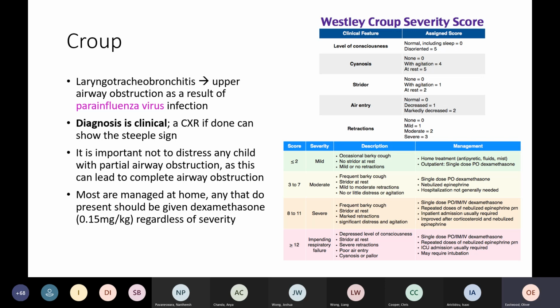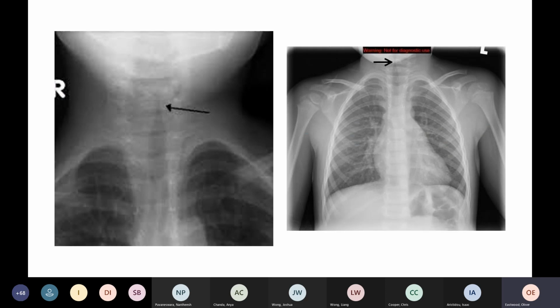So dexamethasone is given regardless of severity, if they do present to a GP or anything like that. And then you've got these escalating measures, including nebulized adrenaline if they do start getting into airway trouble. And this is what would happen if you x-ray them. This is the steeple sign, where you can see the narrowing of the airway to a little point, like a church steeple.